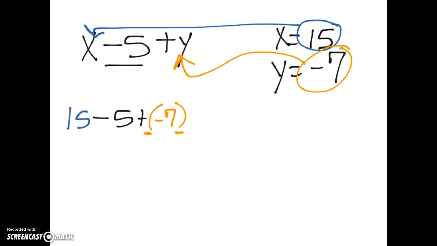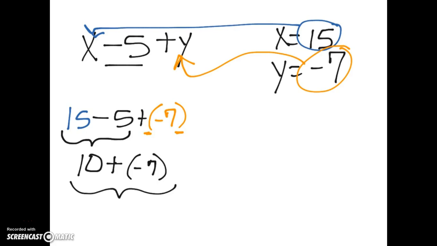So you can break it down into two parts. It doesn't really matter which one you do first, but we usually start left to right because that's the way that we read. So 15 minus 5 gives us 10. Okay. So that would be 10 plus a negative 7.